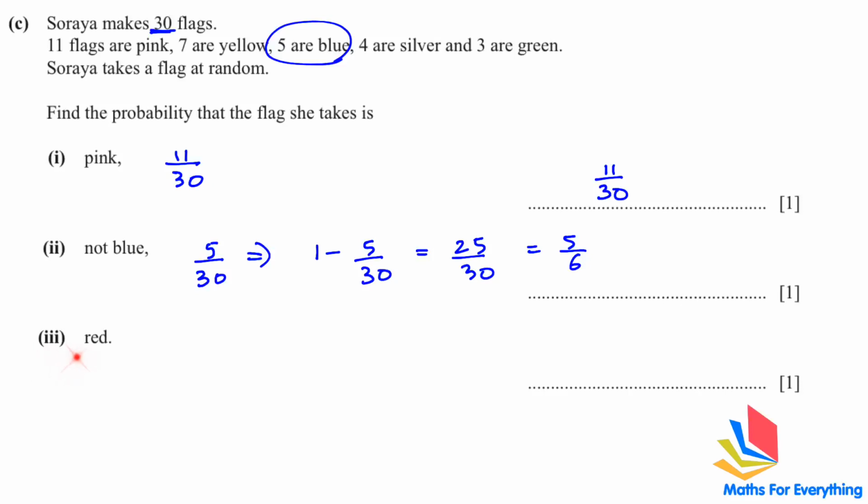The next one, red. We do not have any red here. So the probability of having a red is 0.